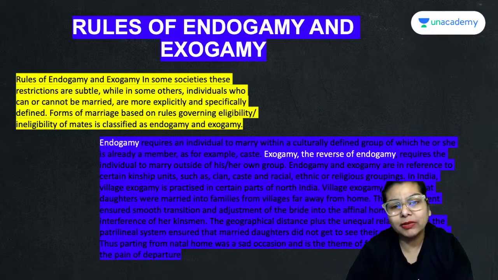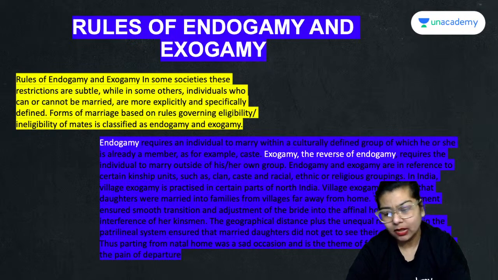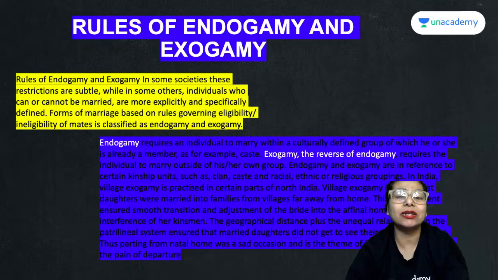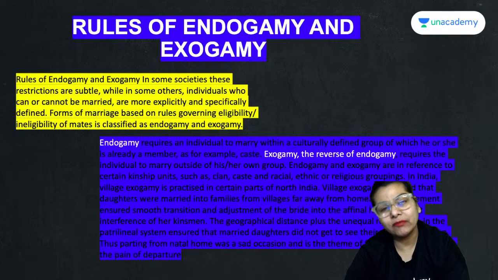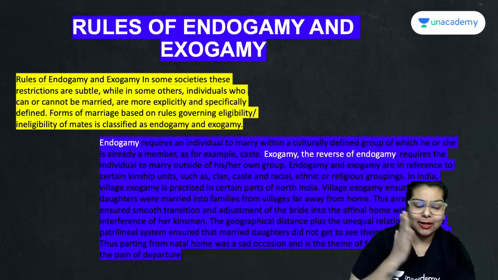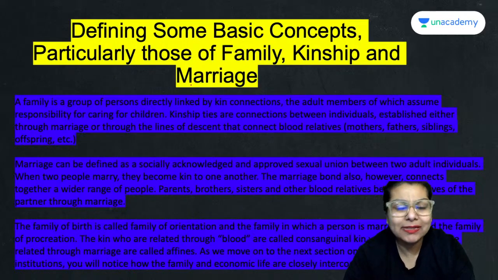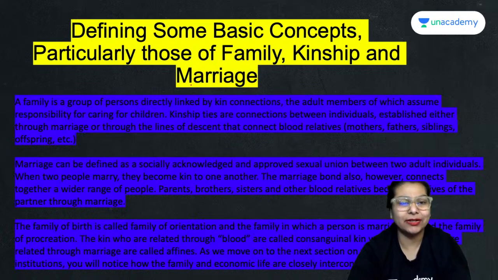So, what are the rules of endogamy and exogamy? Now, this is important. This might come in the exam. In some societies, restrictions are subtle, while in others, individuals cannot be married outside. Endogamy requires the individual to marry within a culturally defined group where he or she is already a member, whereas exogamy is the reverse. You can get married to someone outside your group. Endogamy is inside your culturally defined group. Exogamy is outside. Difference.